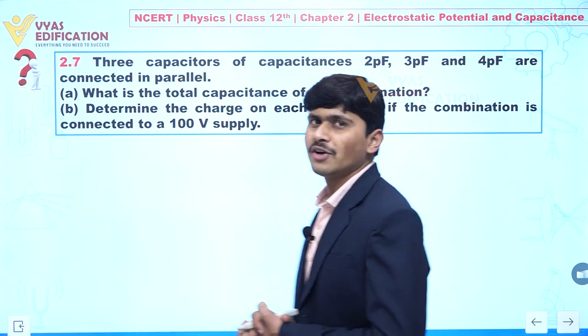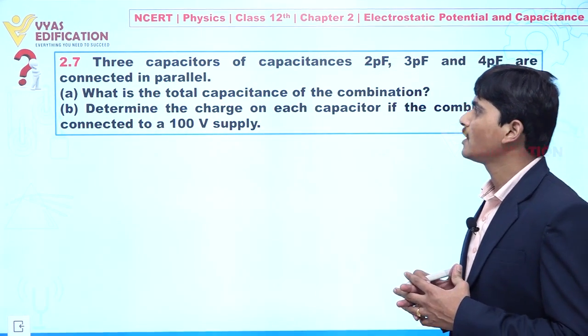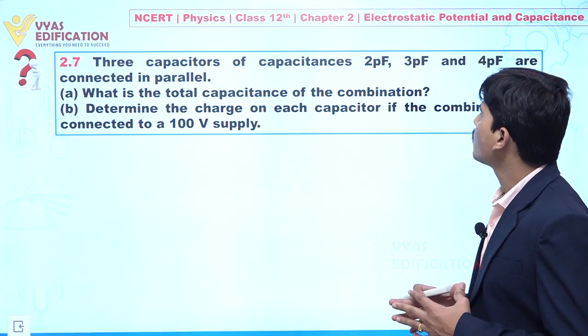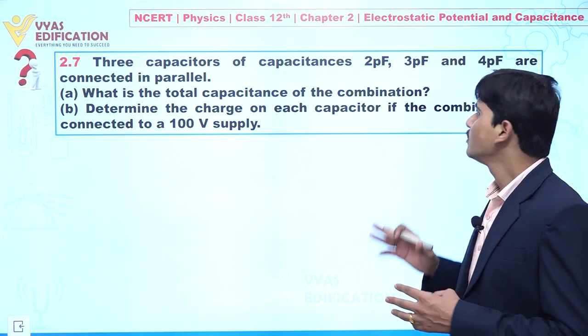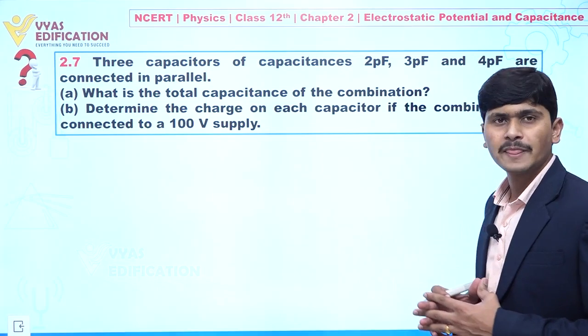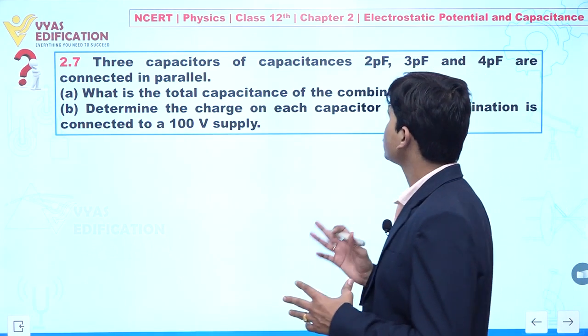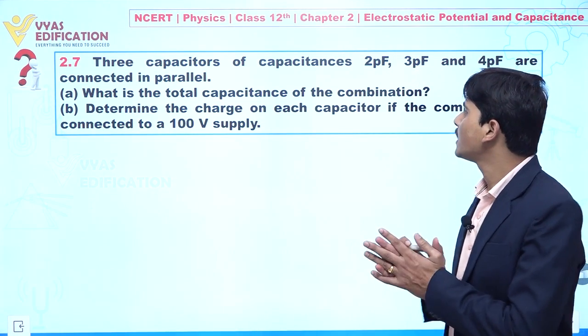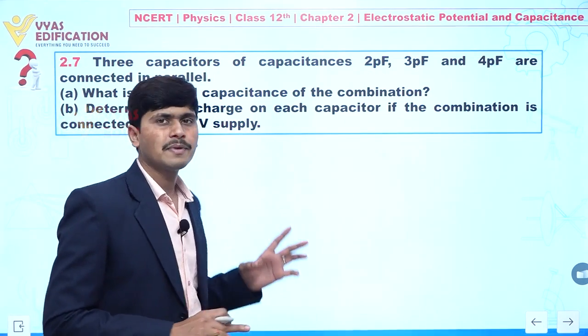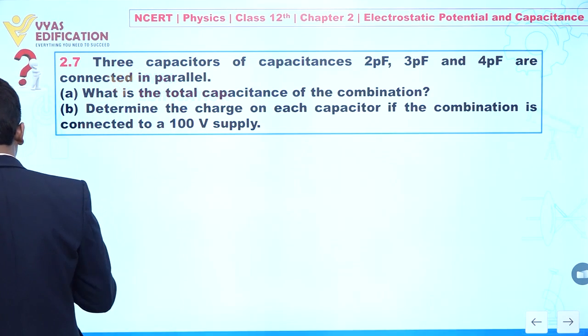Now dear student, we are going to discuss question number 2.7, and in this question it is given that 3 capacitors of capacitance 2 picofarad, 3 picofarad and 4 picofarad are connected in parallel. What is the total capacitance of the combination, and we have to determine the charge on each capacitor when it is connected with a 100 volt supply. So now concentrate.